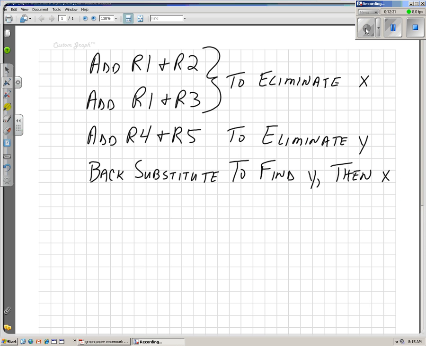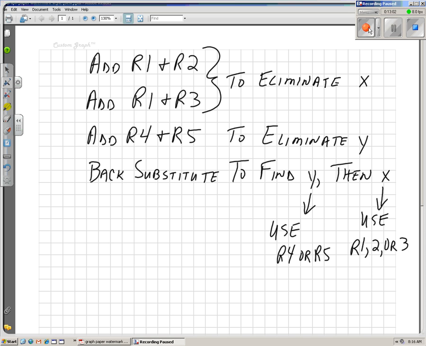Okay, so to adjust the instructions a little bit, we can also do it this way. We can add row 1 and row 2, and then row 1 and row 3. Both purposes are to eliminate x from row 2 and row 3. Then add row 4 and row 5, our two newly created rows, to eliminate y. And then just go backwards and substitute in. You'll have your z, go back and find your y, then go back and find your x. Use row 4 or 5 to find y, and use any of your original row 1, 2, or 3 to find x.